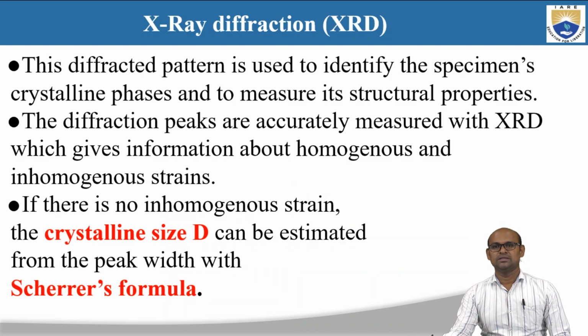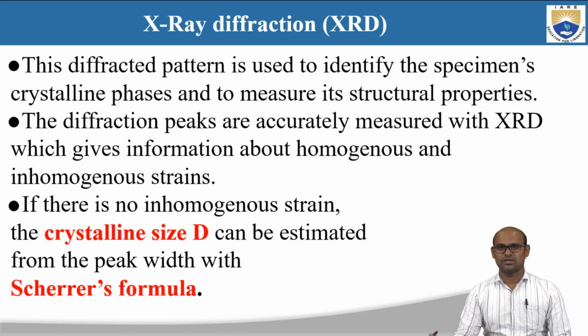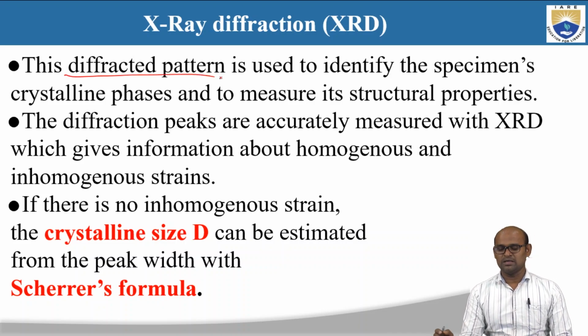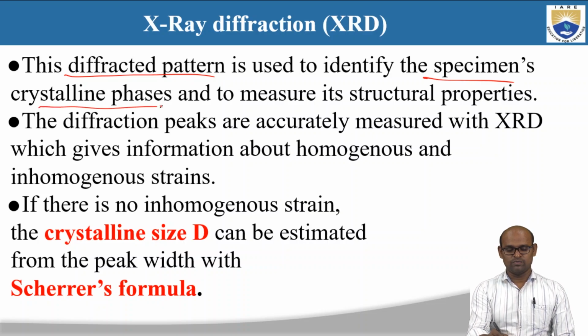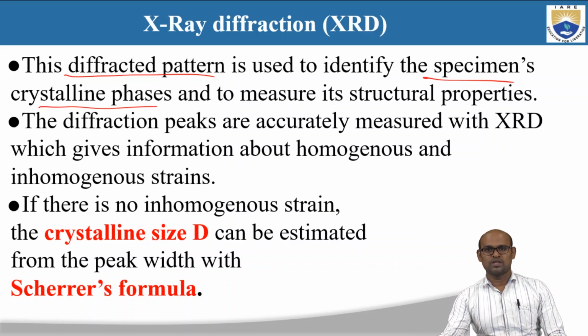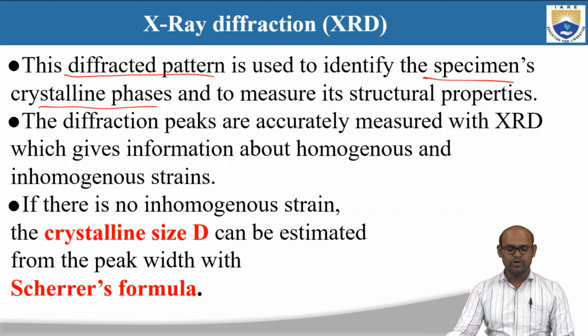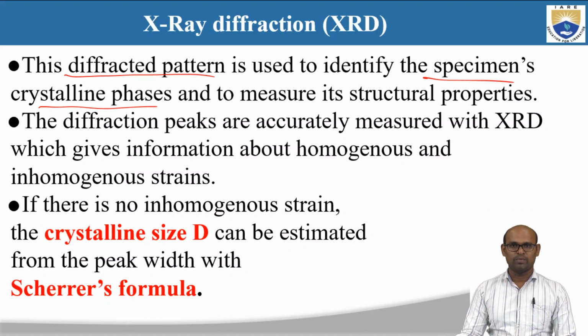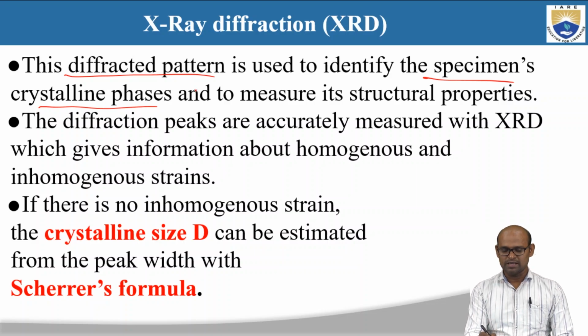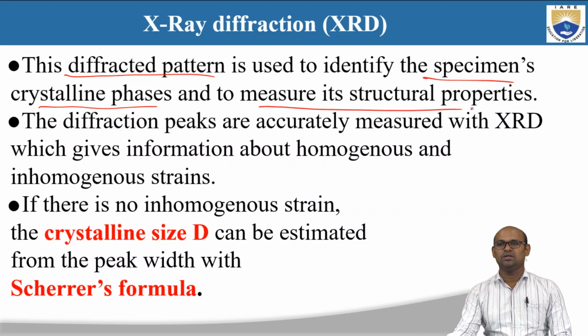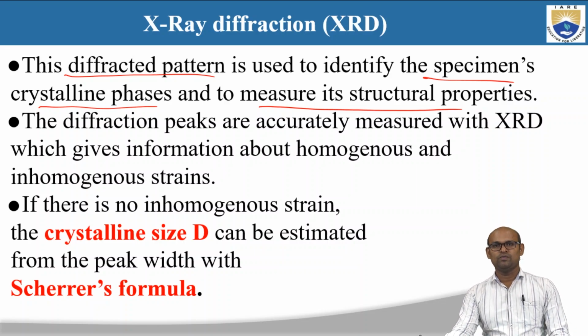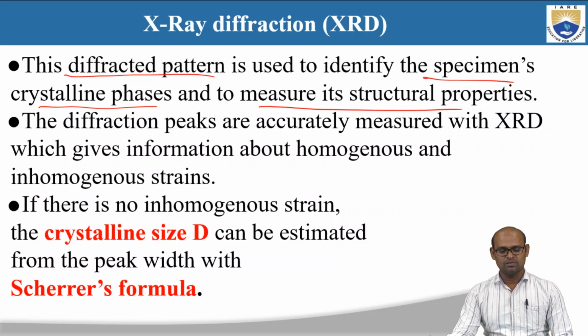This diffraction pattern is used to identify the specimen's crystalline phases and to measure its structural properties. By looking at this diffraction pattern, we can identify which crystalline structure the given material has. There are 7 different crystal systems which we know, so by looking at the diffraction pattern we can find out whether the given material is tetragonal, orthorhombic, cubic, and so on. We can find out its crystalline structure as well as its structural properties.